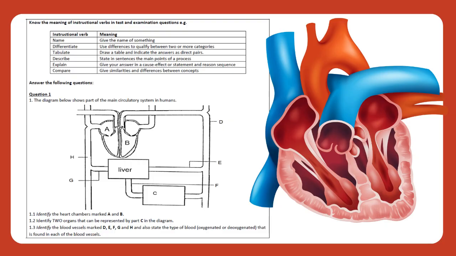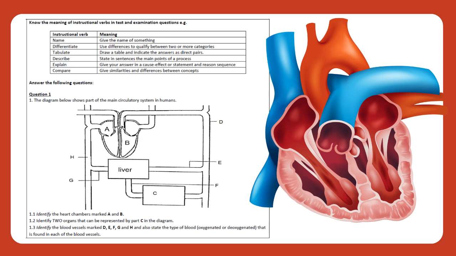Know the meaning of instructional verbs in test and examination questions, e.g. Instructional verb. Meaning. Name. Give the name of something. Differentiate. Use differences to qualify between 2 or more categories. Tabulate. Draw a table and indicate the answers as direct pairs.